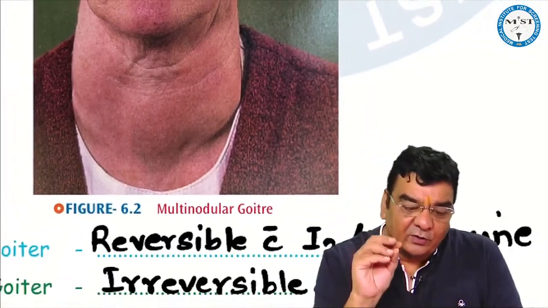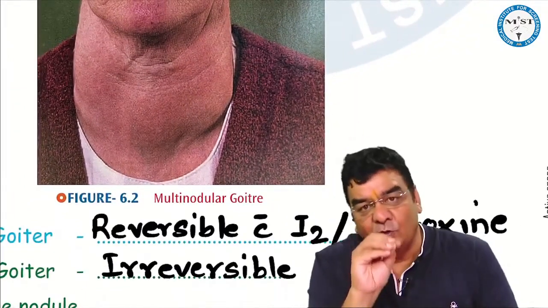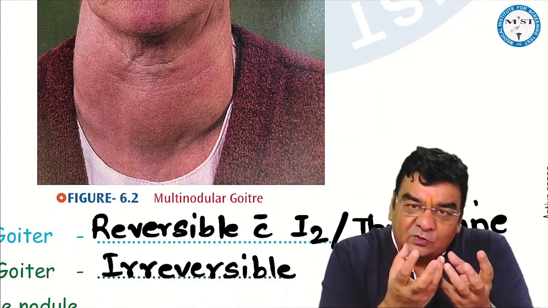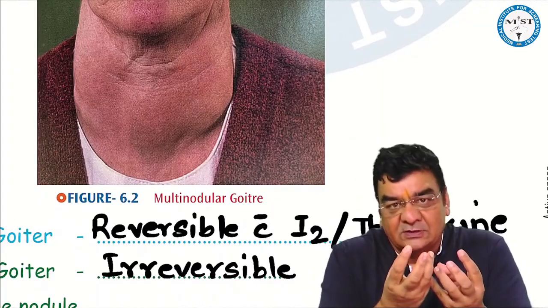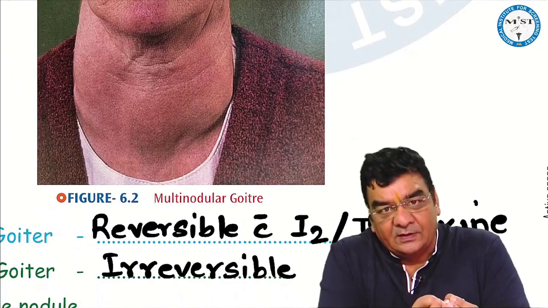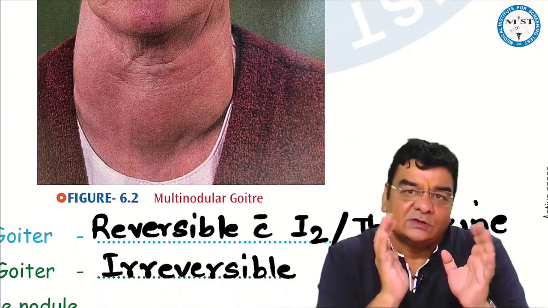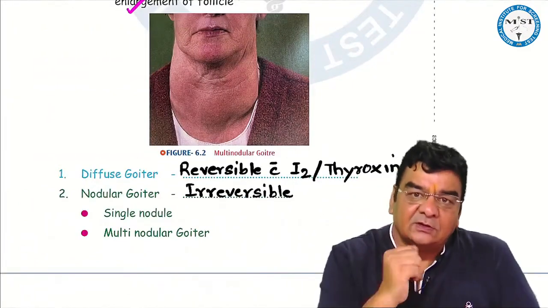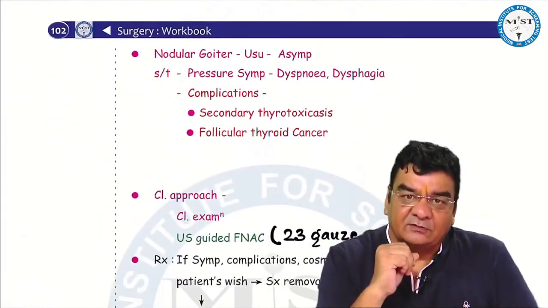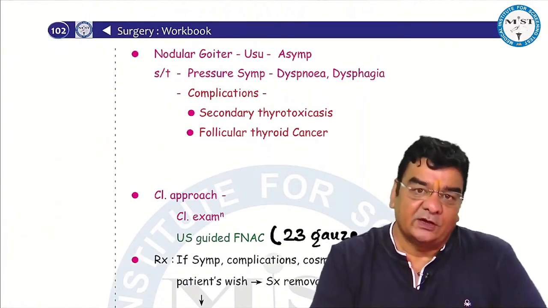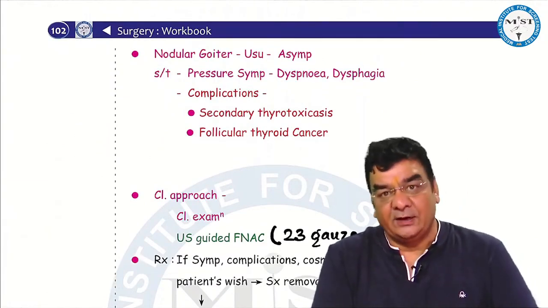Now, if we try to give iodine or thyroxine in a nodular goiter patient, because these nodules have necrotic follicles, T3, T4 will not be synthesized by them. That means this nodular stage is irreversible, and the patient can present with pressure symptoms like dyspnea, dysphagia, or complications like secondary thyrotoxicosis, and follicular thyroid cancer can occur in long-standing endemic goiters.